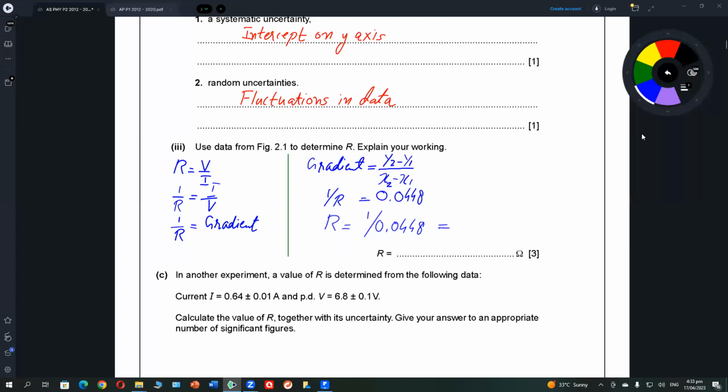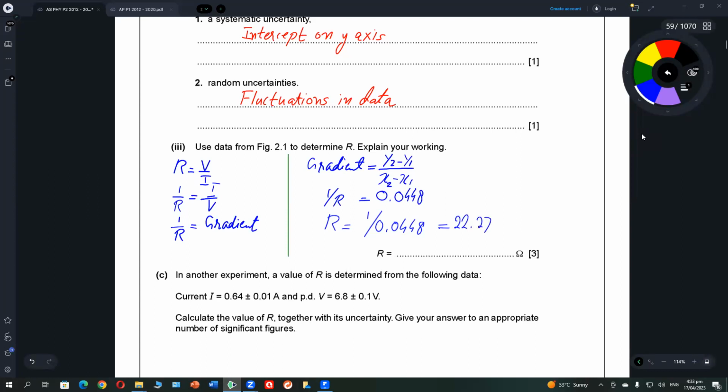Let me know if you get the value. It gets 22.27 with this. So that will be rounded to 22.3. You are saying 22.27.